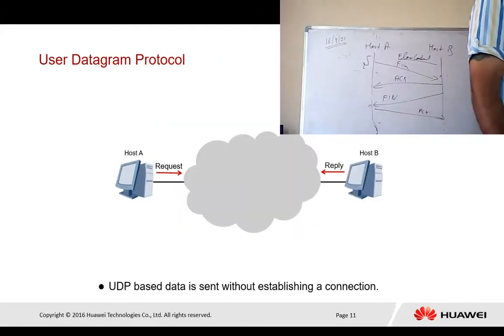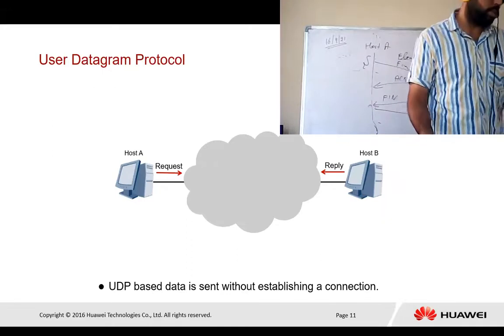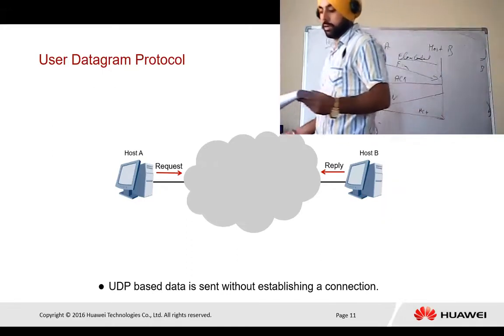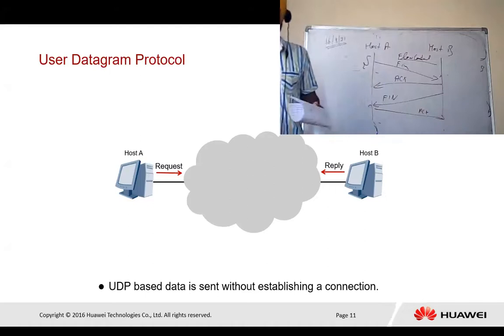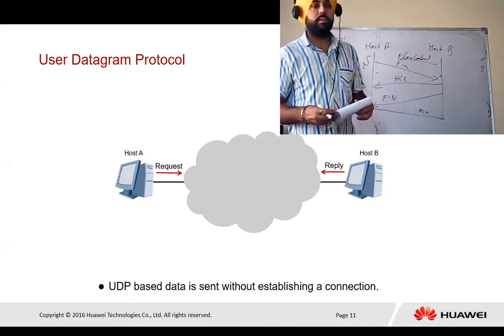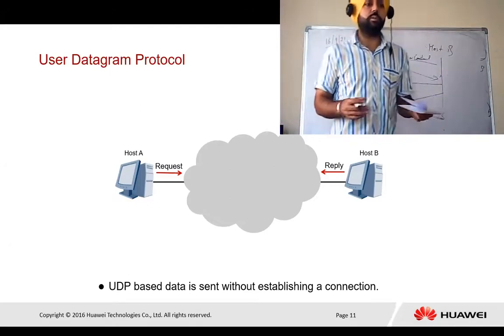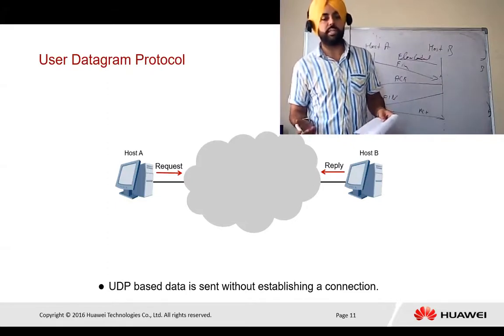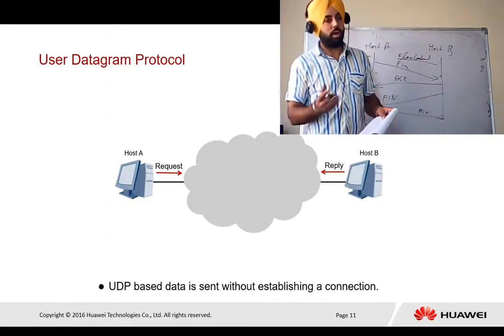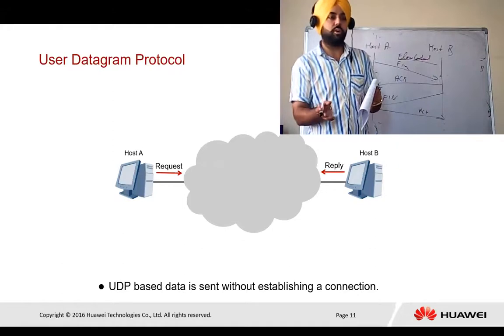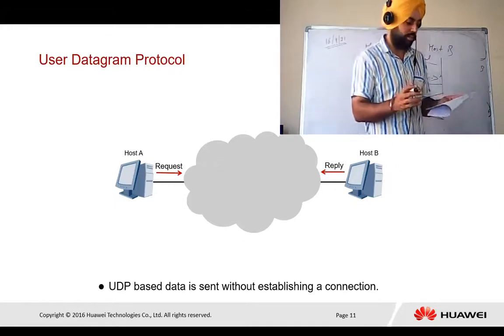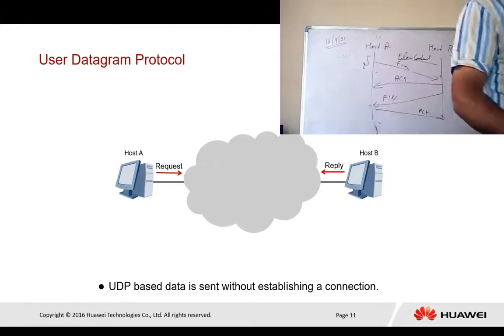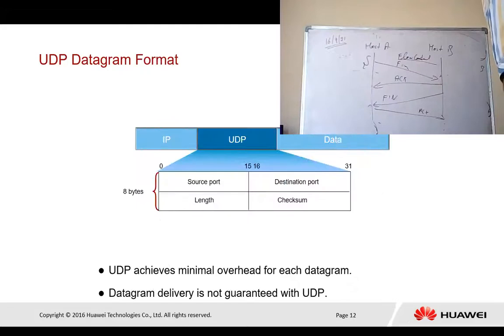UDP. We already discussed the UDP part, because it only works with a request and reply protocol. So UDP data is sent without any establishment of connection. We already discussed the complete definition and the difference between UDP and TCP. So next we have the UDP datagram format.